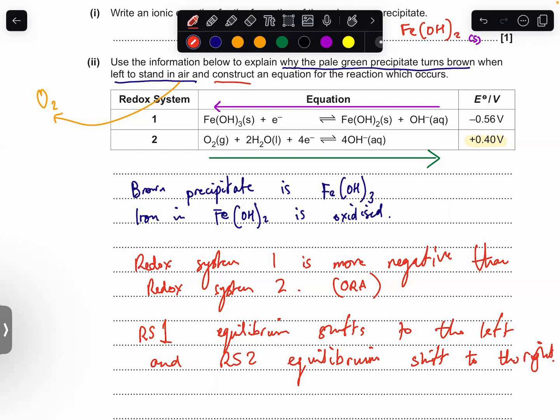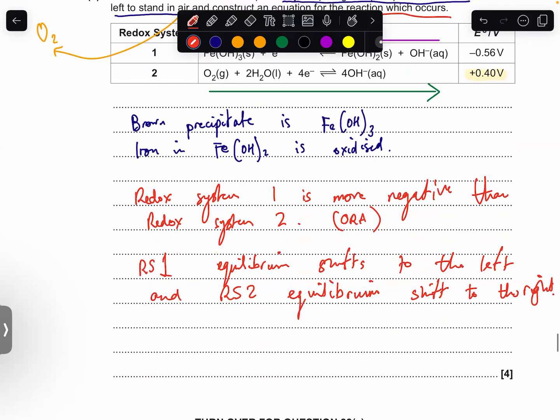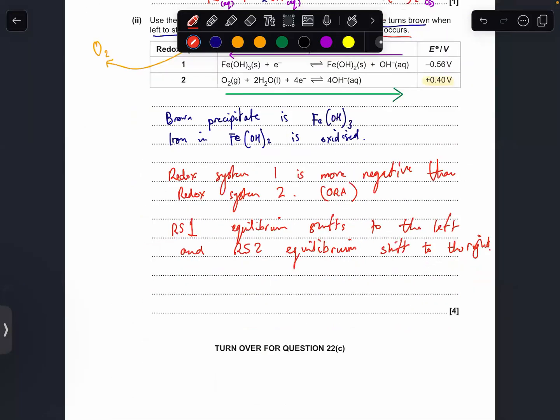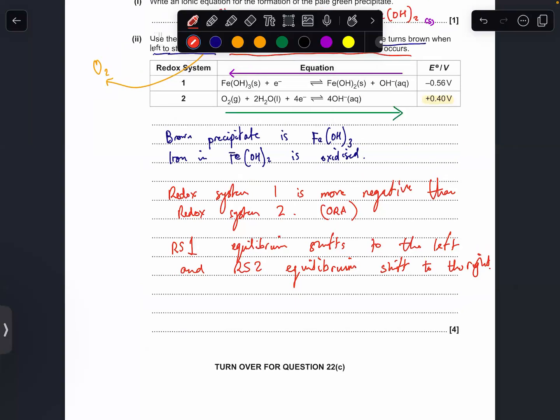It's asked to construct an equation for the reaction which occurs. And so what we do, rather than just writing out the answer, let's break it down a little bit. You see the redox system 1 is flipped. So you've got Fe, let's use a different color pen. Fe is going to react with hydroxide ions. That will give you iron 3 hydroxide plus an electron. And redox system 2, you don't flip, you just write it as it is. O2 plus 2H2O plus 4 electrons to give you 4 hydroxide ions.